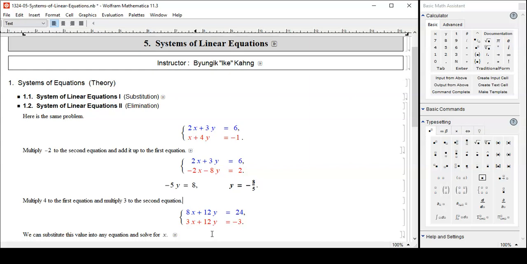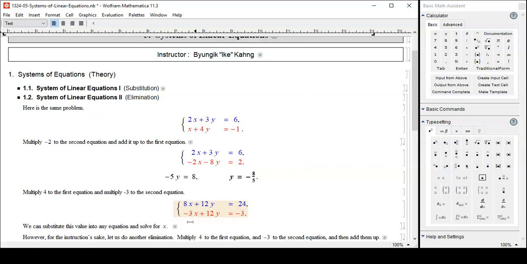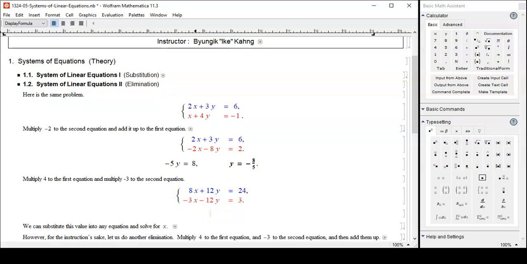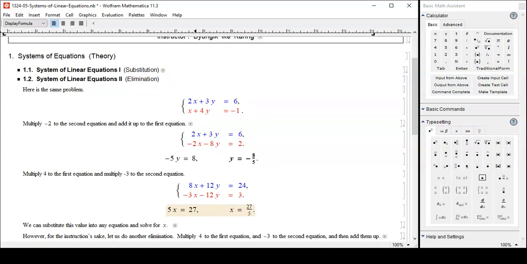But then again, a lot of students find it easier to do addition instead of subtraction. So let's do it this way. Multiply the second equation by negative 3. So you get negative, negative, and then this will now become positive. And then if I add them up, what do you get? 8x minus 3x is 5x. And 12y minus 12y, that's gone. And 24 plus 3, that's 27. Therefore, x is 27 over 5.